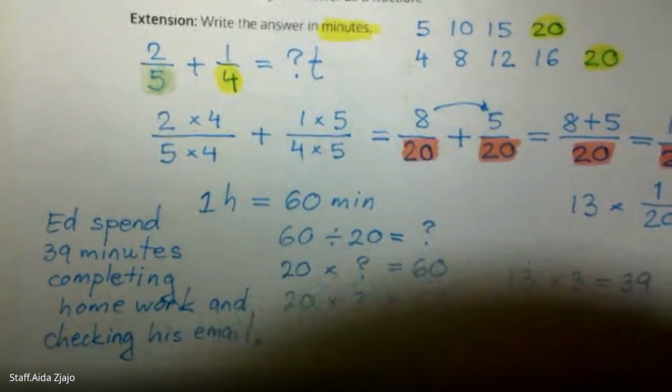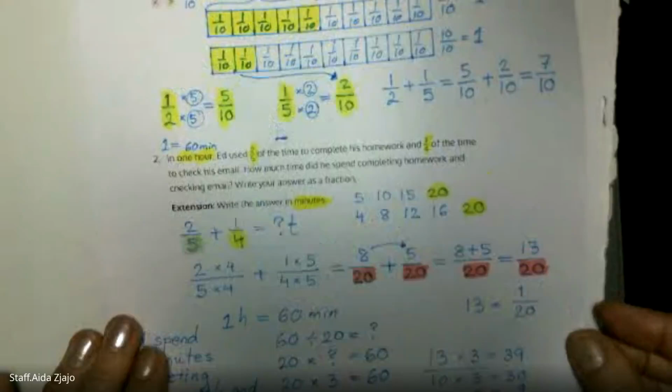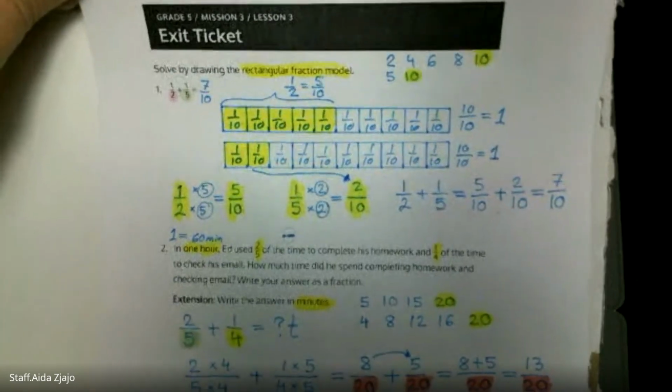Okay, let me make it smaller. Oops, sorry. We did the exit ticket for mission 3, lesson 3.